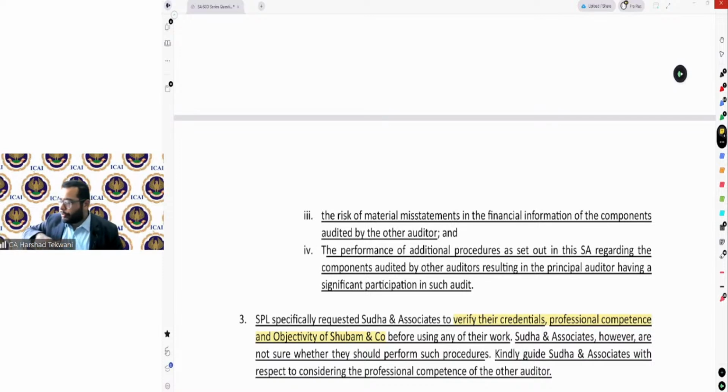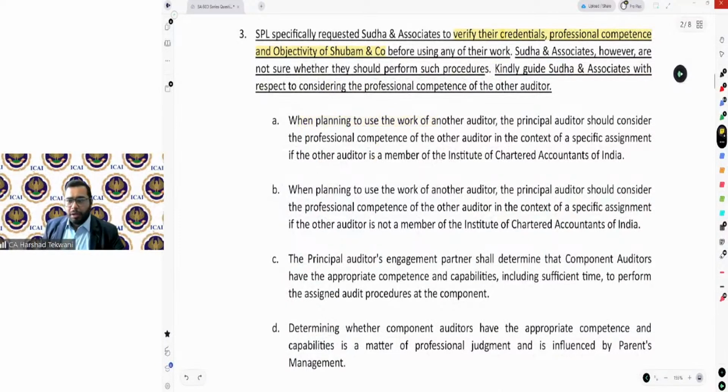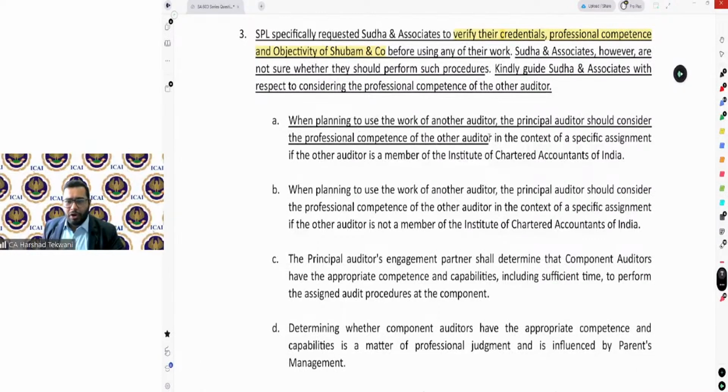Okay, I'll give you the options. Let's see the options, and then you can give me the answer. So here are our options. A. When planning to use the work of another auditor, the principal auditor should consider the professional competency of the other auditor in the context of a specific engagement if the other auditor is a member of the Institute of Chartered Accountants of India.